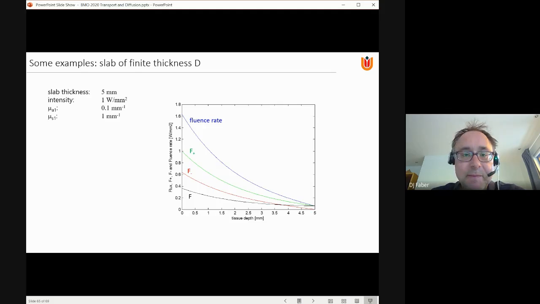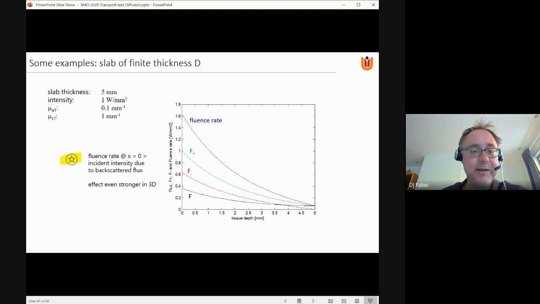Yeah, it's bigger than the input intensity. So that means that I put in 1 watt per square millimeter, but just below the surface, I have 1.6 watts per square millimeter. This is the case because you remember the fluence rate was the sum of the fluxes in the positive and in the negative direction. So just below the surface you have a flux in the positive direction, which is still almost equal to the input intensity.